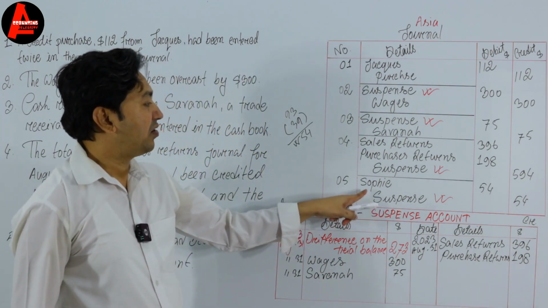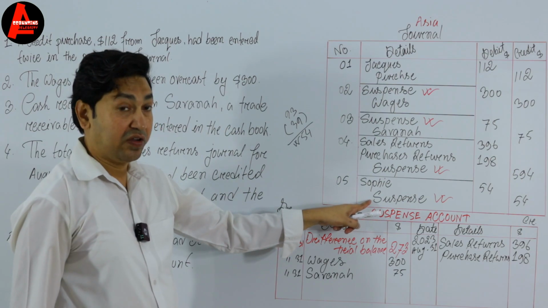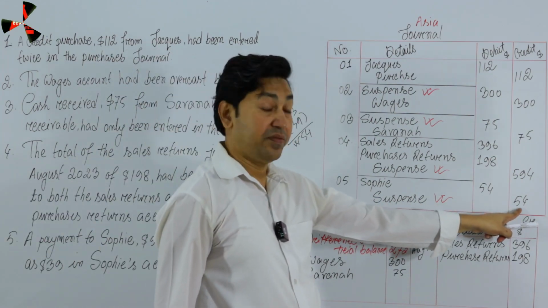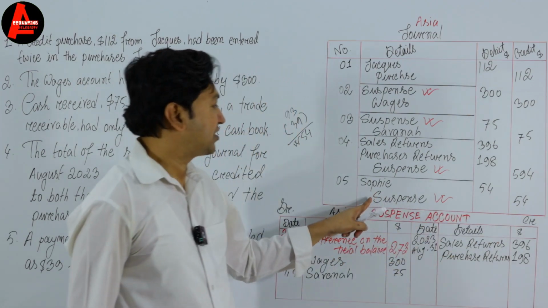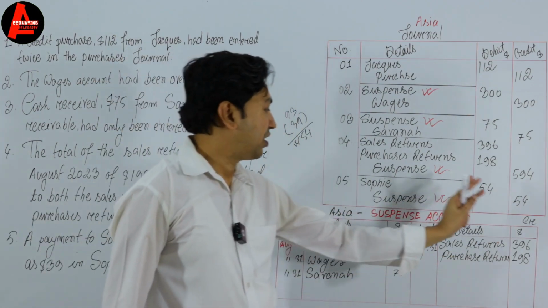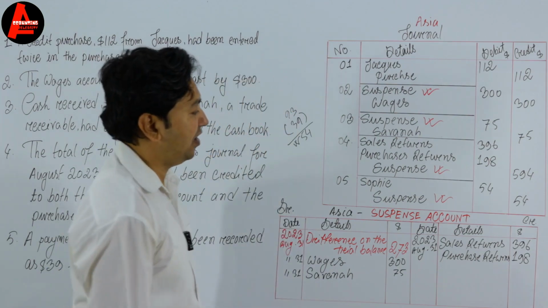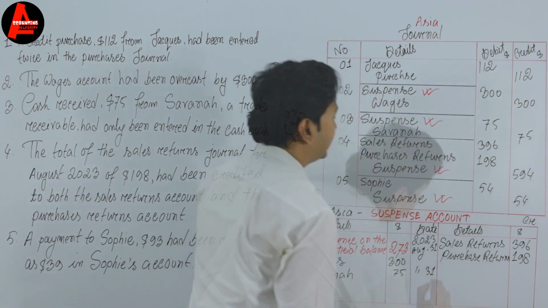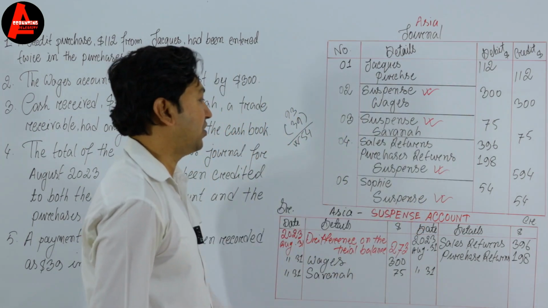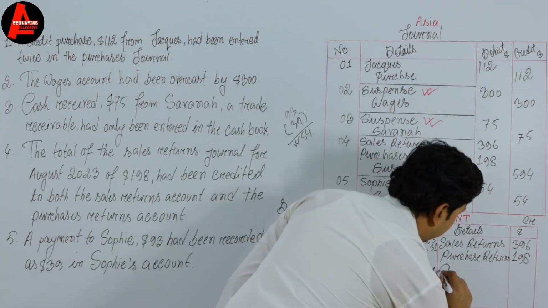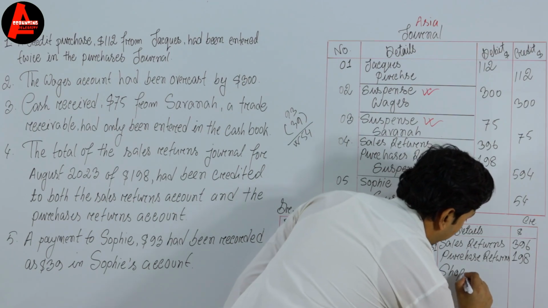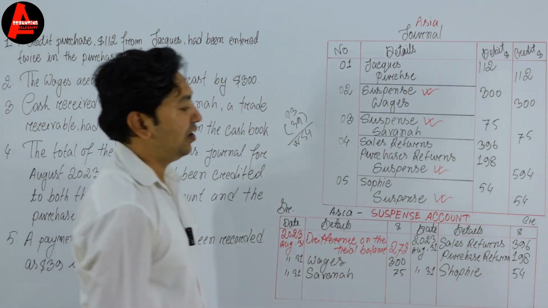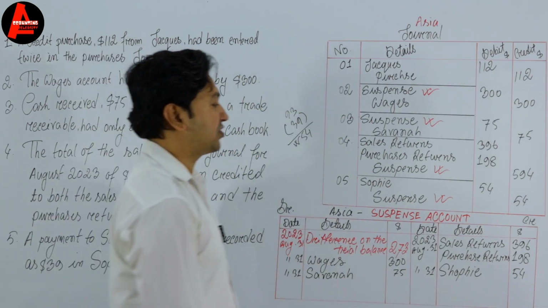The last one here, number 5. Here the Sophie account is debited and the suspense account is credited. On the credit side we have $54. As it is credited, we will go to the credit side. Same date, August 31st. The opposite account is Sophie. So we will write here Sophie, $54. Okay, good. We recorded all these transactions.